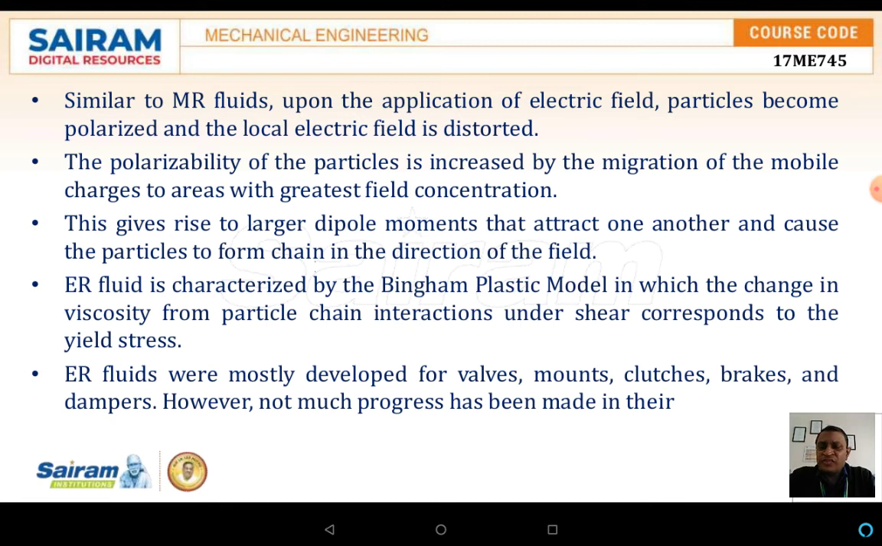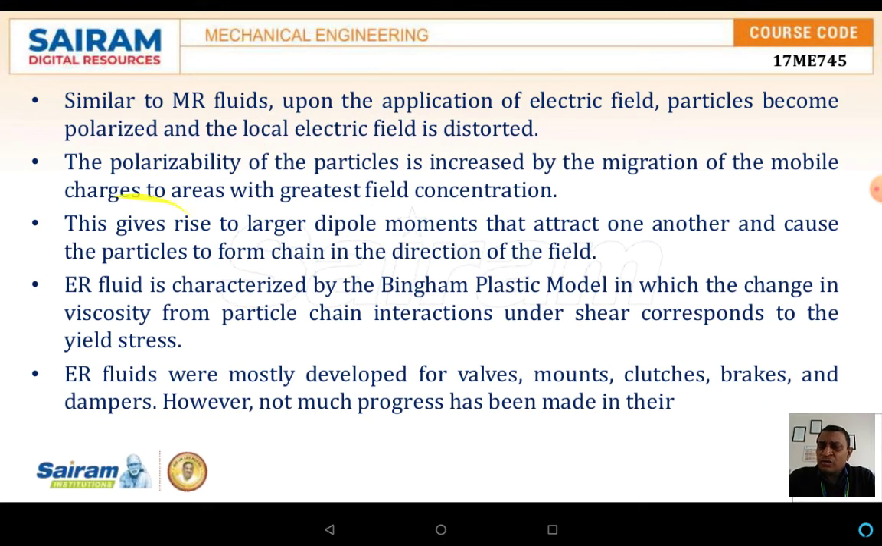Similar to the MR fluids, upon the application of the electric field, particles become polarized and the local electric field is distorted. The polarizability of the particle is increased by the migration of the mobile charges to the area with the greater field concentration. ER fluids were mostly developed for valves, mounts, clutches, brakes, as well as dampers. However, not much progress has been made in this field.